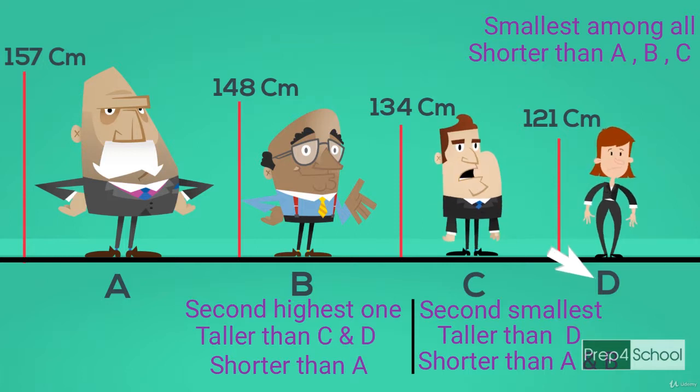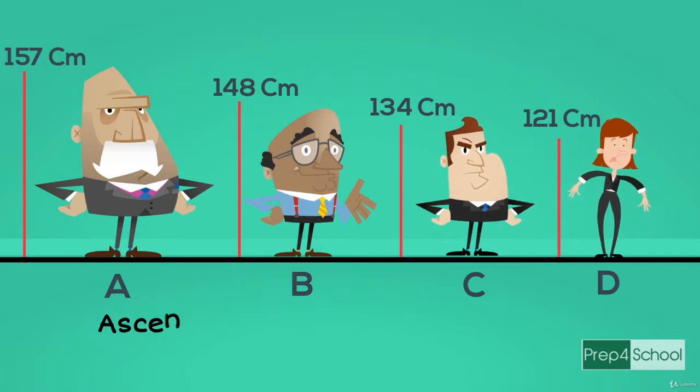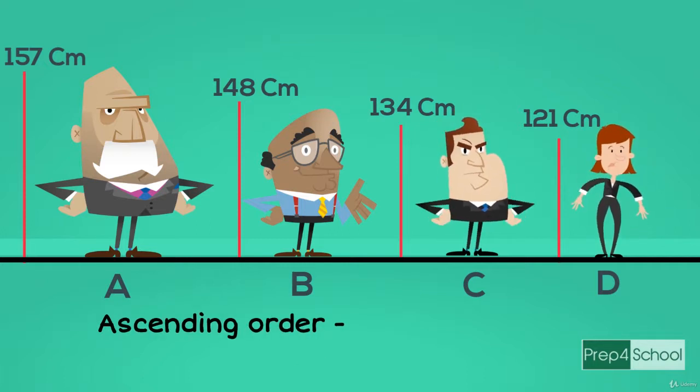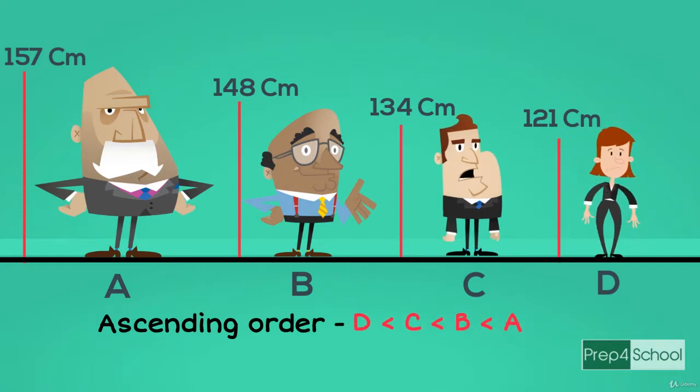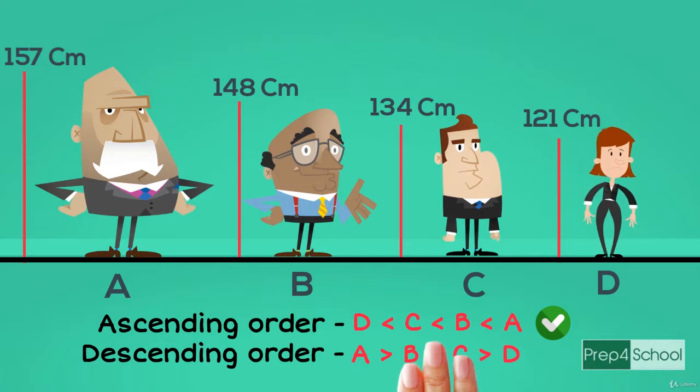How can it be written in ascending order as well as descending order? In ascending order, the first will be the smallest one, and moving to the right side as the height increases, it will be like this: D less than C, less than B, less than A. In descending order, the highest or tallest one will be first, then the smallest or shortest one will be last, like this: A greater than B, greater than C, greater than D.